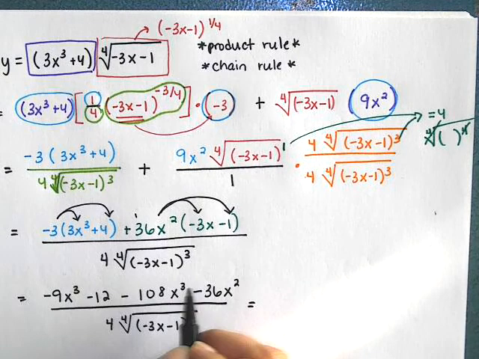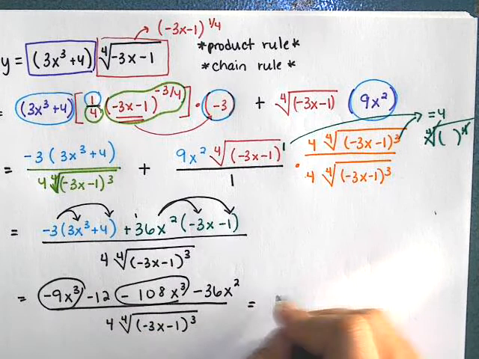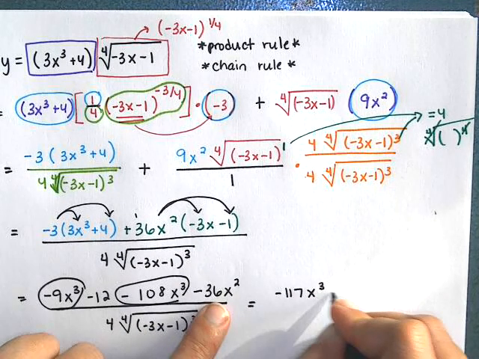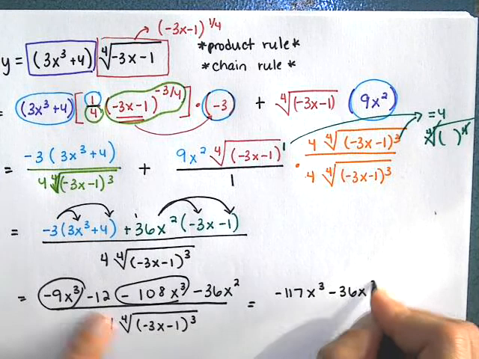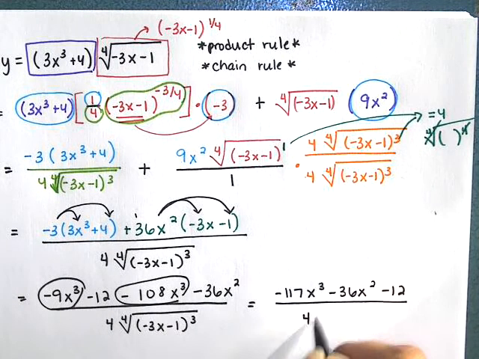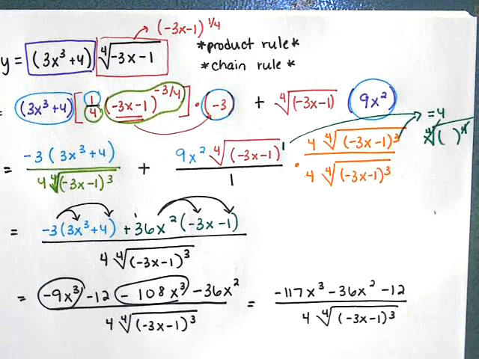Now I can see that there are some like terms. So negative 108 and negative 9 would be negative 117x cubed. And I'm going to copy down the negative 36x squared and the negative 12 and leave the 4th root of negative 3x minus 1 cubed in the denominator.